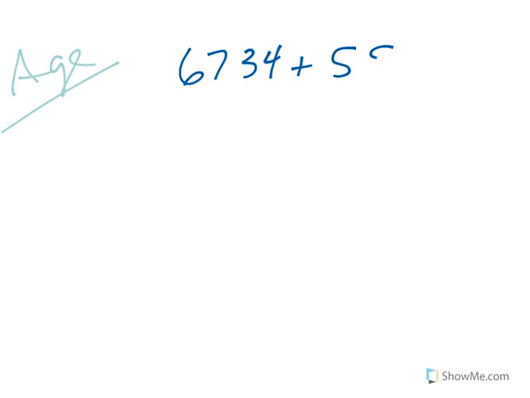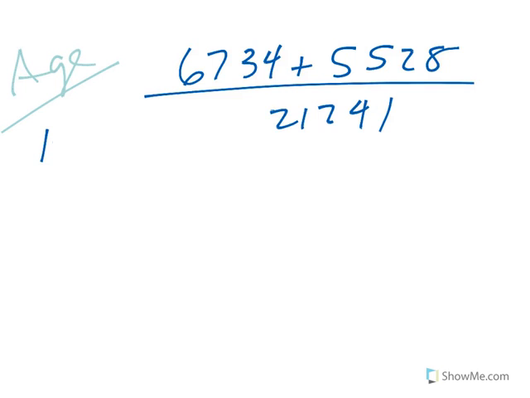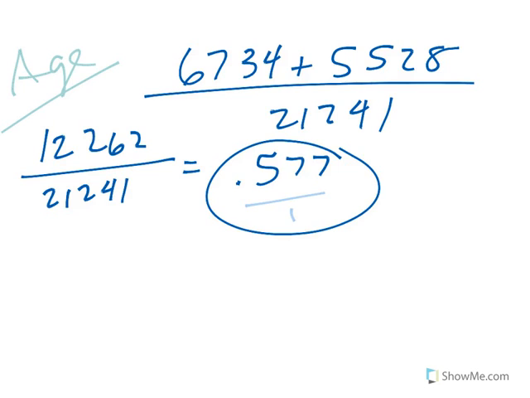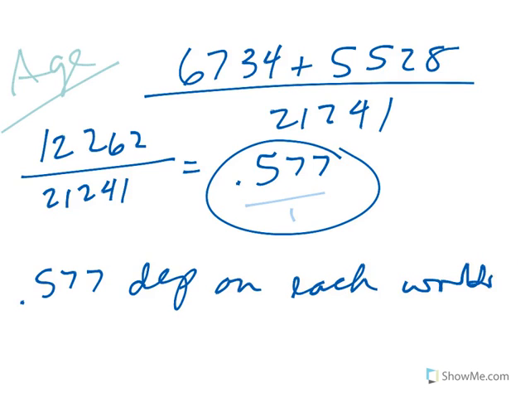And the last one, just straight up age dependency, is where we have the young ones, let's add that to the old ones, and we divide it by our workers. So I end up with 12,262 divided by 21,241 for a decimal approximation of 0.557. You can think about it over 1 if you'd like. So there are 0.577 dependents on each worker. So each worker is supporting themselves and then more than half of another person based off of this data.